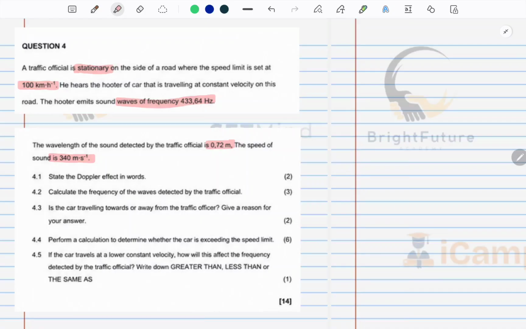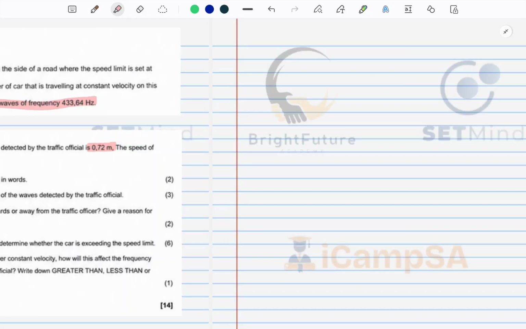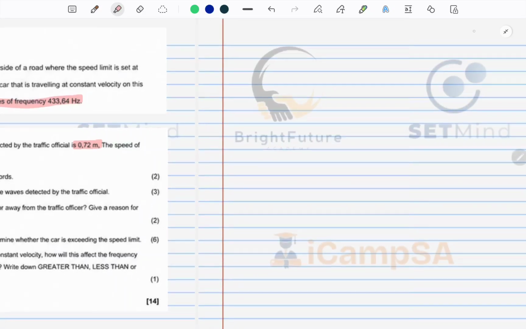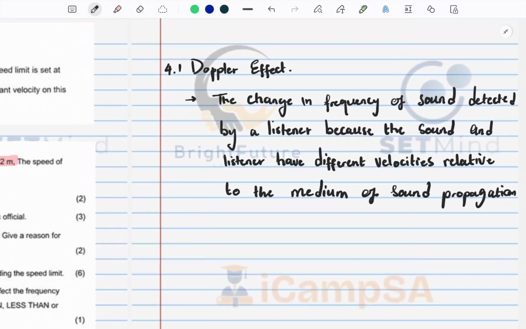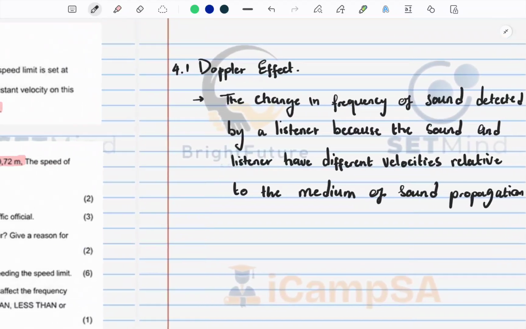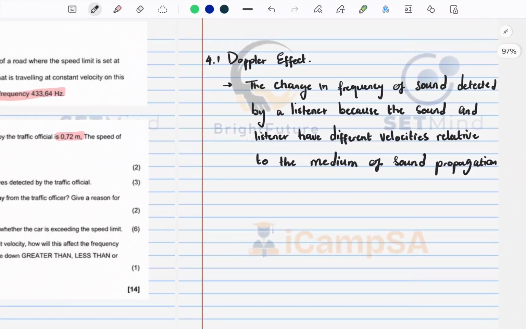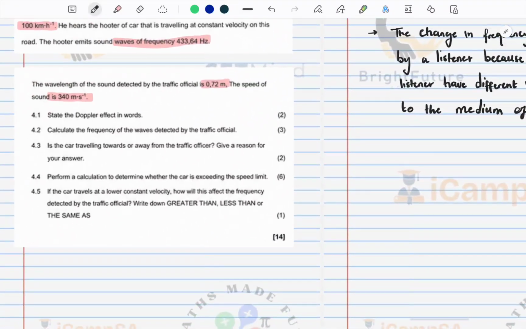Okay, now let's state Doppler effect. So I'm going to write it down and then come back and read it for you. Okay, Doppler effect here, we're talking about the change in frequency of sound detected by the listener, because the sound and the listener have different velocities, right? That's how you first look at it, then relative to the medium of sound propagation. I think it makes it easier when you look at it in this manner, right? Okay, let's see what they are saying in the next question.